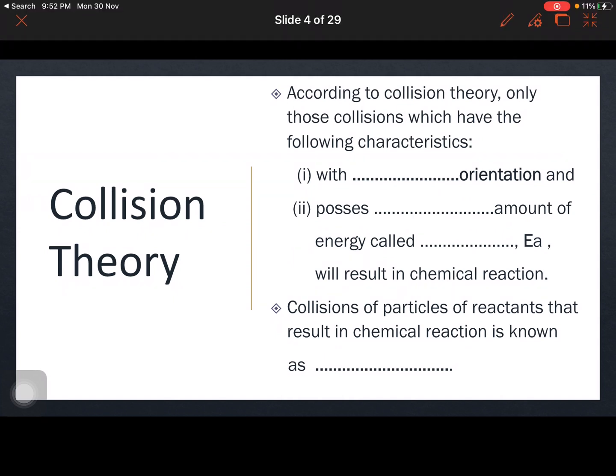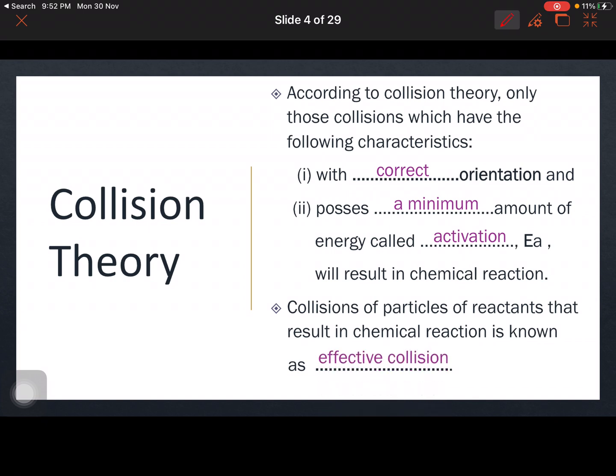So according to this collision theory, only those collisions which have the following characteristics, which is number 1, with correct orientation, and number 2, that possess a minimum amount of energy called activation energy. Yang syarat dua ni sahaja, maka dia akan results in chemical reaction. Those collisions of particles of reactant that result in chemical reaction are known as the effective collision.